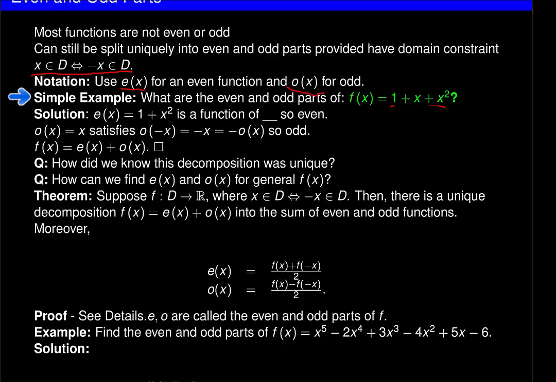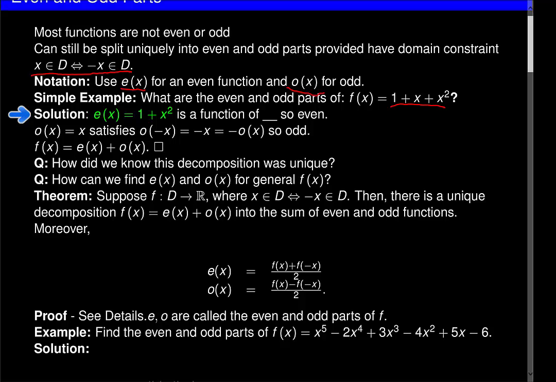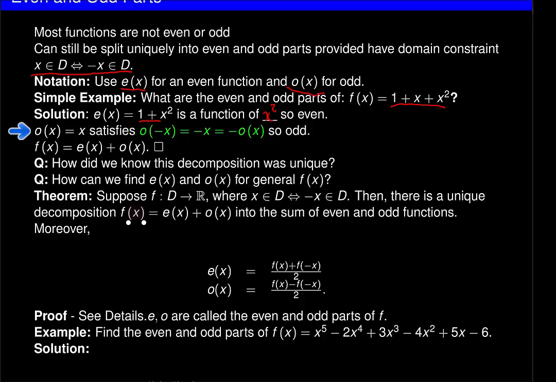Remember when we talked about even functions, we said a function is even if and only if it can be written as a function of x squared. So this would lead us to make the assignment that the even part is equal to 1 plus x squared. This is a function of x squared, so it's even. To say that's the even part, the leftover had better be odd. Once you get rid of the 1 plus x squared from the 1 plus x squared plus x, that leaves us with x. Let's say that's the odd part.